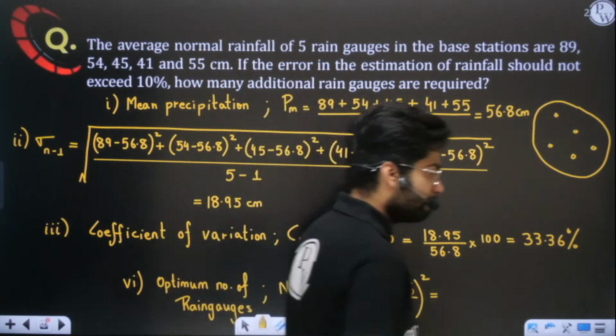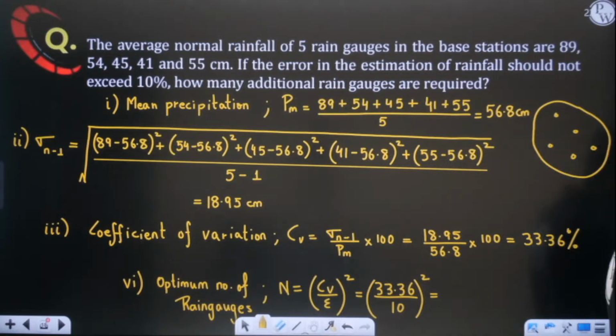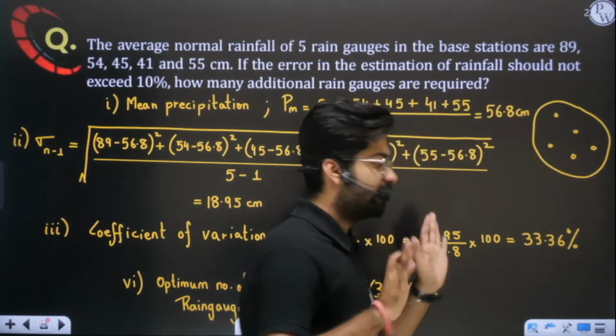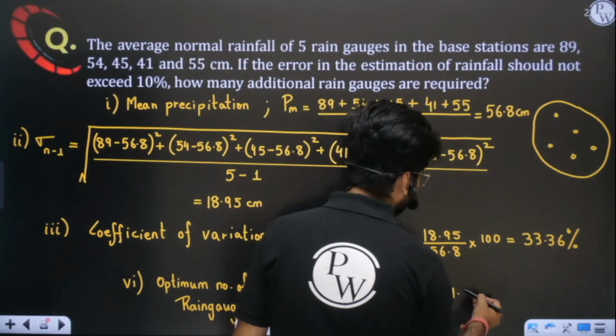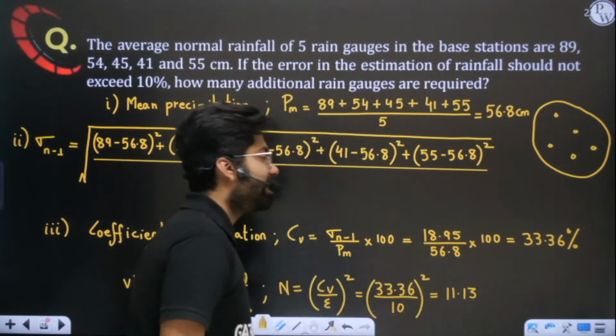How much are we getting? Yes, 11.13. Perfect, Sushil. You are getting it as 11.13. Great. So can you tell me what will be the answer here?